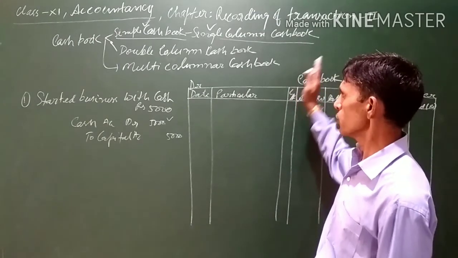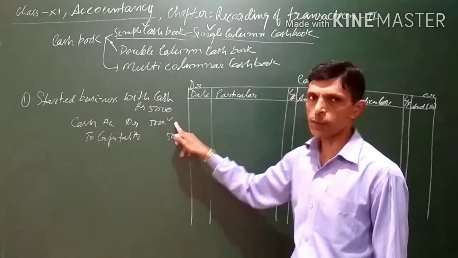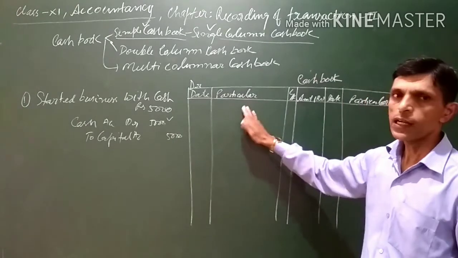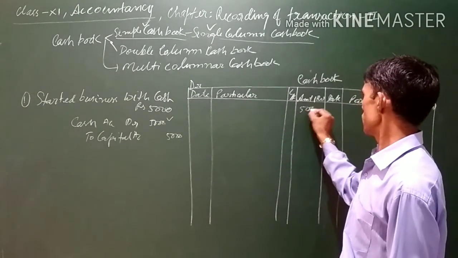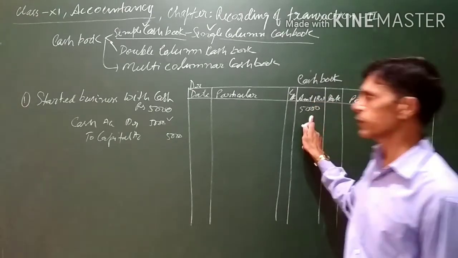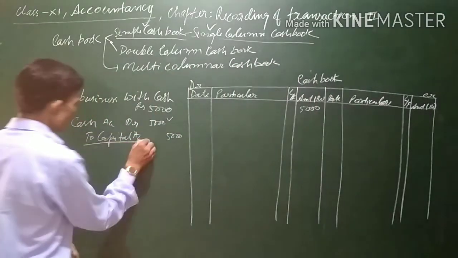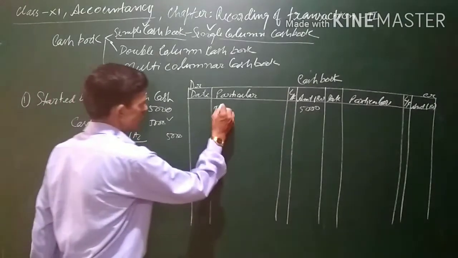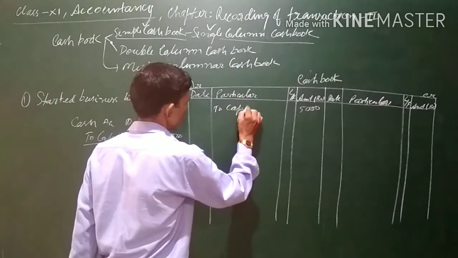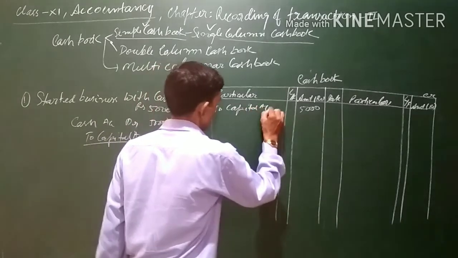So this is the cash book. Since the cash account is being debited, the amount will be written on the debit side. This is the debit side, the left hand side. 5,000 is being debited. 5,000 in the amount column will be written, and we will be writing here to capital. Why is this cash account debited? Because capital is coming into the business. To capital account we will be writing 5,000.